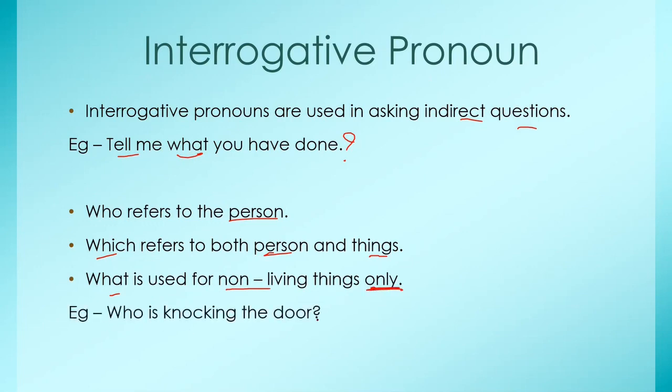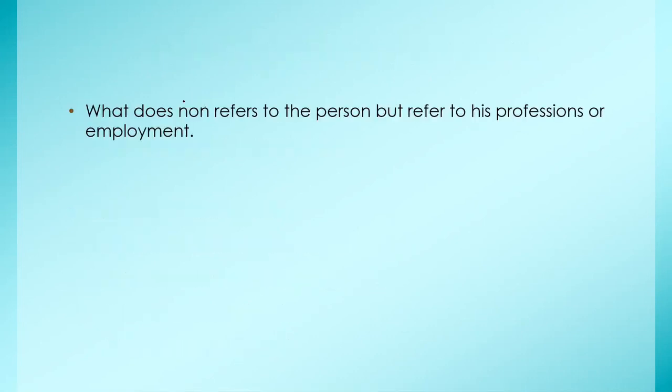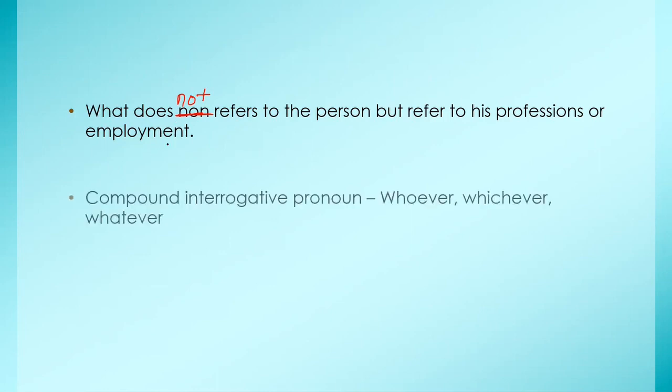Example, who is knocking at the door? What have you found? What does not refer to the person but refers to his profession or employment. Compound interrogative pronouns are like whoever, whichever, and whatever.